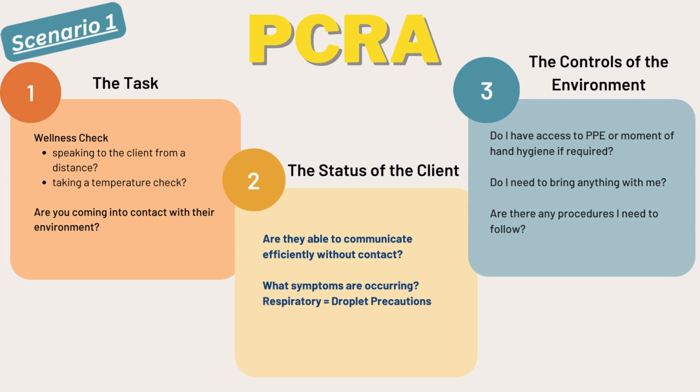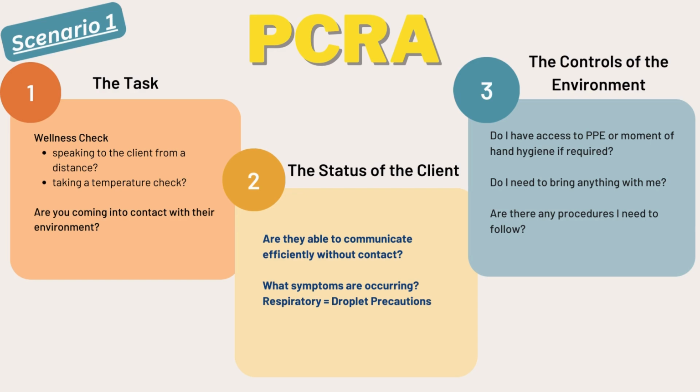Next is the status of the client. We can visually see the client is unwell and experiencing respiratory symptoms. Respiratory symptoms without a diagnosis traditionally require droplet and contact precautions if you're having any close interaction with your client or the client's environment. With your task being a wellness check, perhaps your client's able to communicate effectively with you from a distance. Maybe your client is unable to communicate with you, so you are going to have to interact with them and their environment. So these are the types of things you're going to have to think about when you're doing a PCRA.